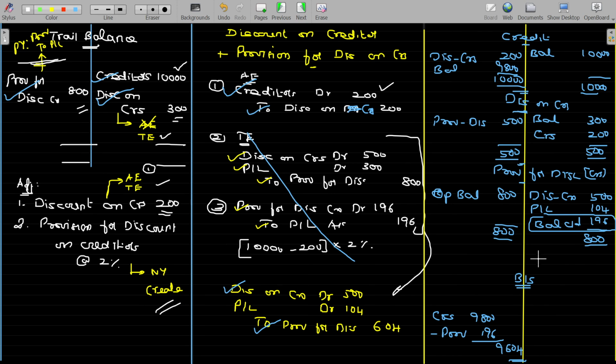How will this appear in the P&L account? In the P&L account, very simple. This is the only item available in the debit side: provision for discount on creditors 104. Is that okay? Come on, make a note of it.